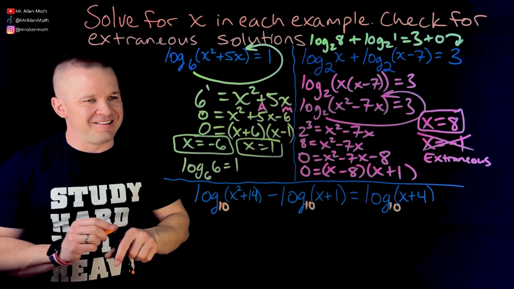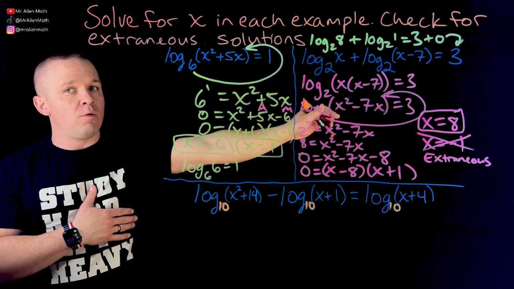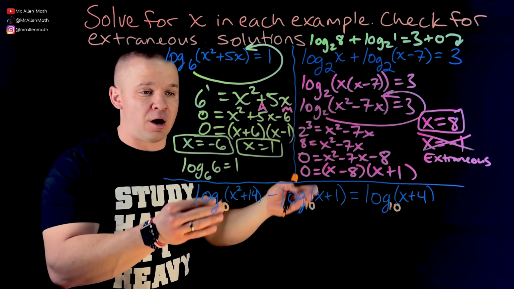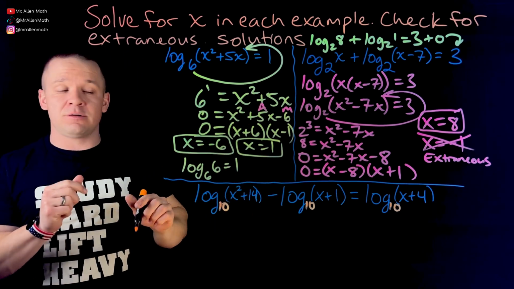Now what do we do? Well, I got 2 logs on one side, 1 log on the other side. If I got down to 1 log on the left side, I could use the one-to-one property of logarithms, drop the logs, set the arguments equal. Boom, moving on. Let's do that.